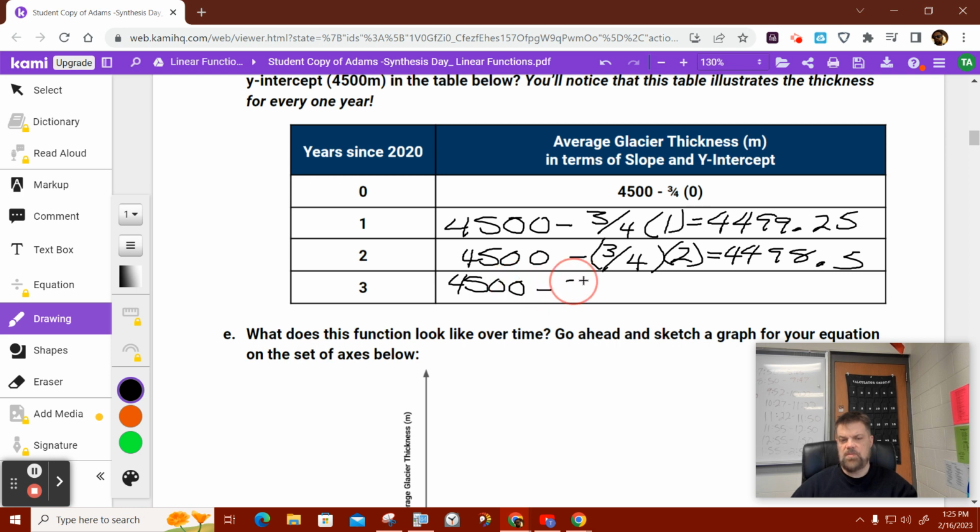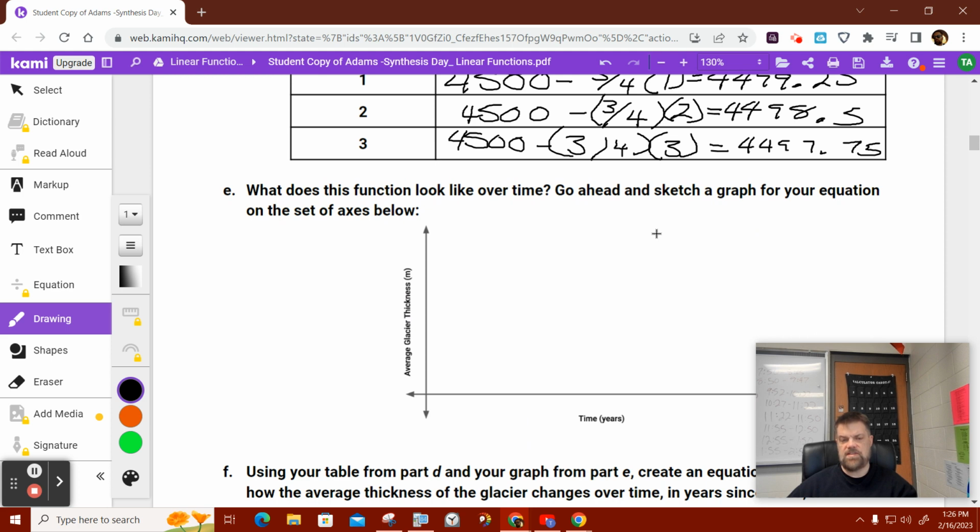4,500 minus 3/4 times 3 is equal to 4497.75. Now it says graph this. Well, I'm going to say that this is 4,500, and I don't go below 4,497.